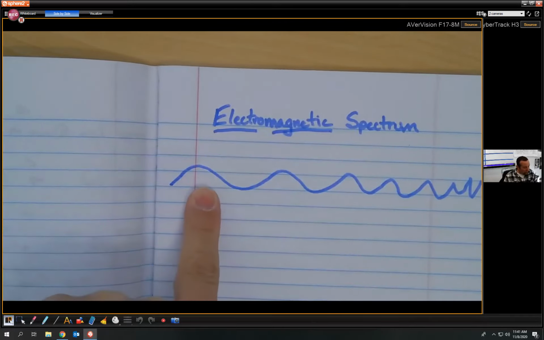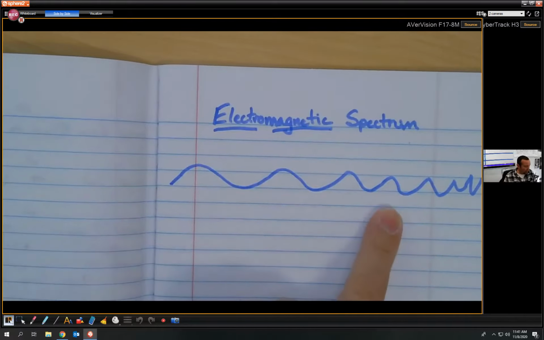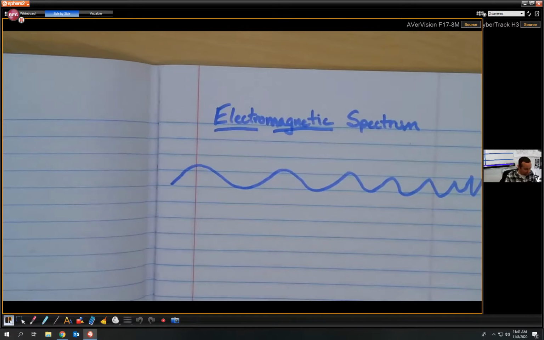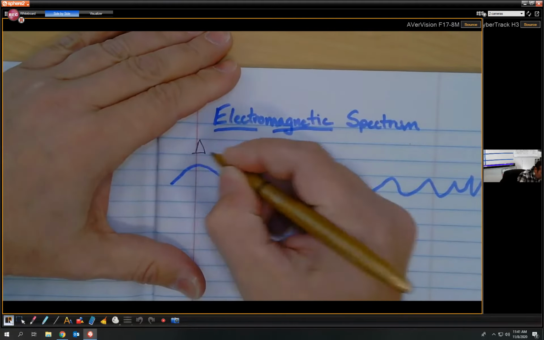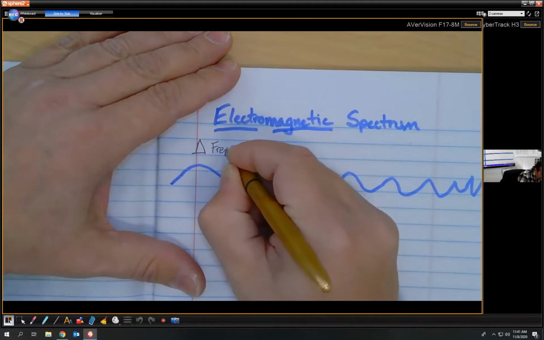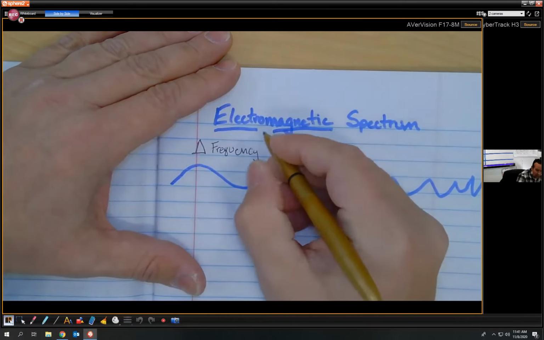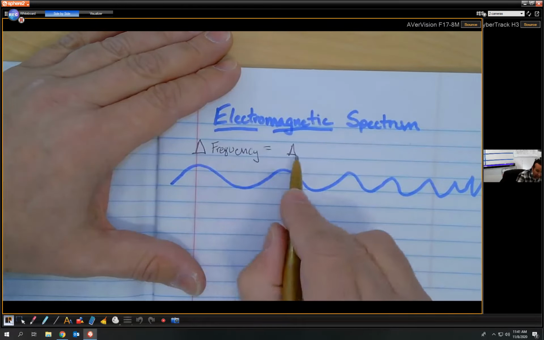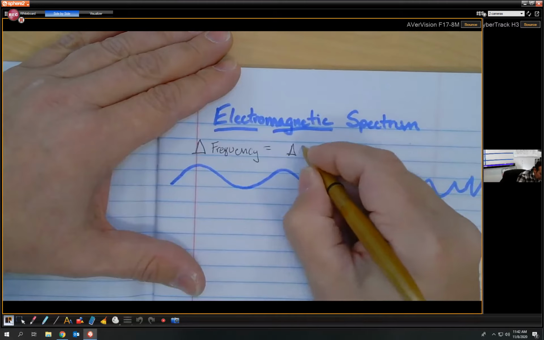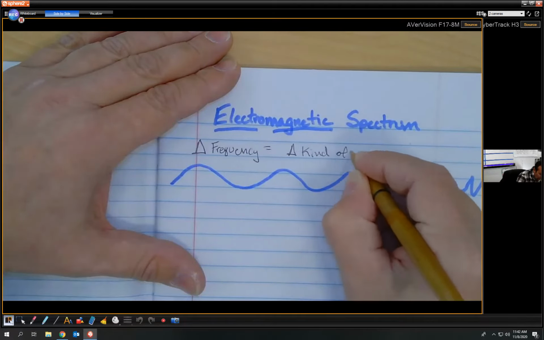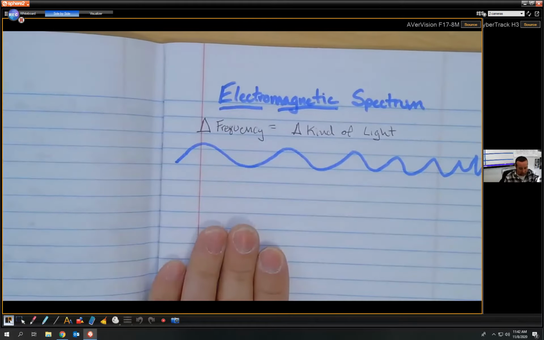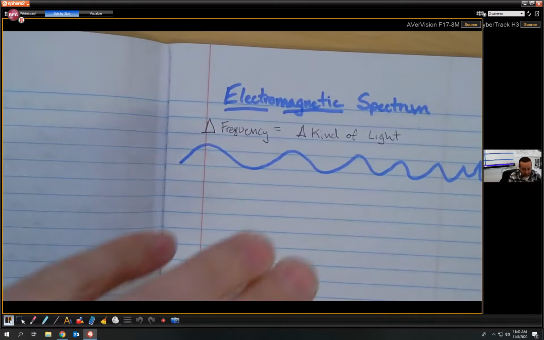Now, along here, there's different frequencies, right? So this is a frequency, and it changes, and it gets tighter and tighter as we go. Well, what we've seen is that a change in frequency, delta just means change, and you can write the word change if you want, equals a change in the kind of light. And so let's dive in and go a little deeper. What are some different kinds of light that we have?